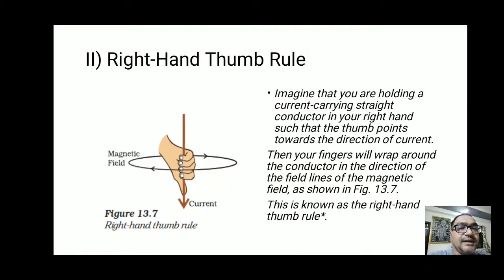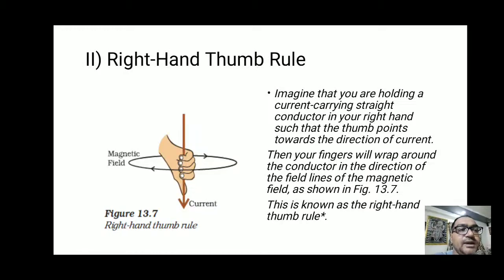So what is the right hand thumb rule? Imagine that you are holding a current carrying straight conductor in your right hand, such that the thumb points towards the direction of the current. Then your fingers will wrap around the conductor in the direction of the field lines of the magnetic field, as given in the figure. That is known as the right hand thumb rule.